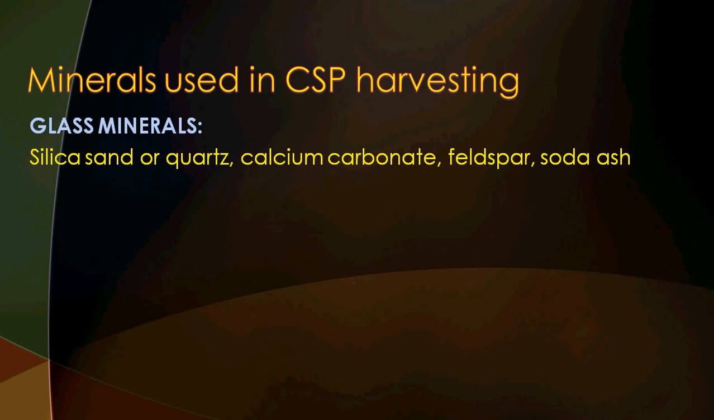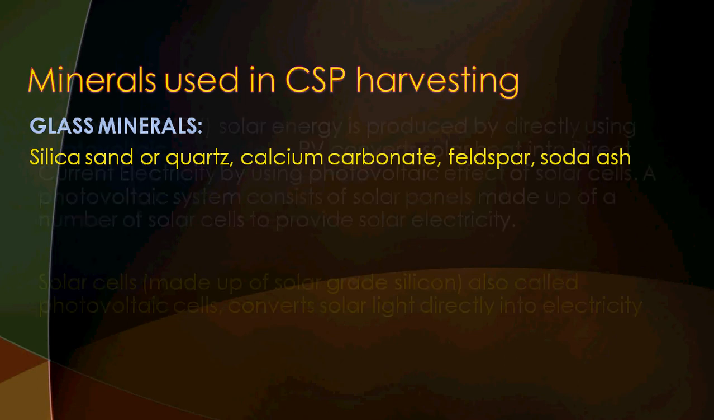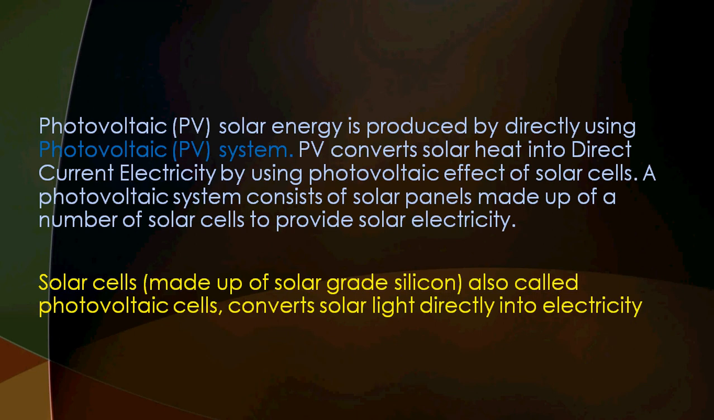Minerals used in CSP, concentrated solar power harvesting. These are mostly glass mirrors, because what are the components of concentrated solar power? These are mirrors and lenses. Mirrors are produced from glass, lenses are produced from glass. So we need the glass minerals, and the glass minerals are silica sand, quartz, calcium carbonate, feldspar, soda ash. By the way, feldspar, soda ash and nepheline syenite, these minerals are used as a fluxing material to lower the melting point of silica sand.